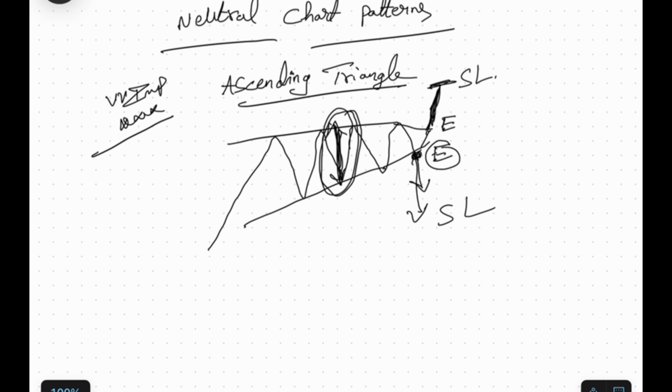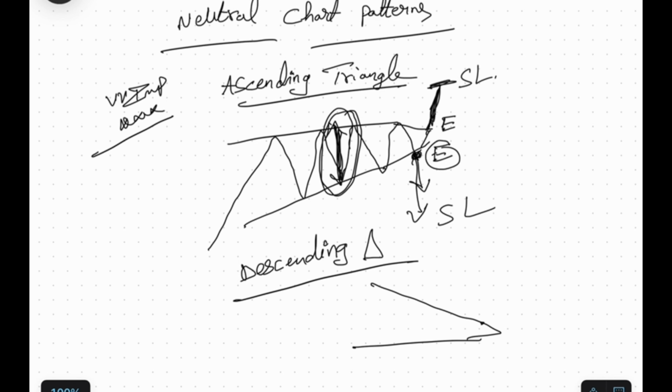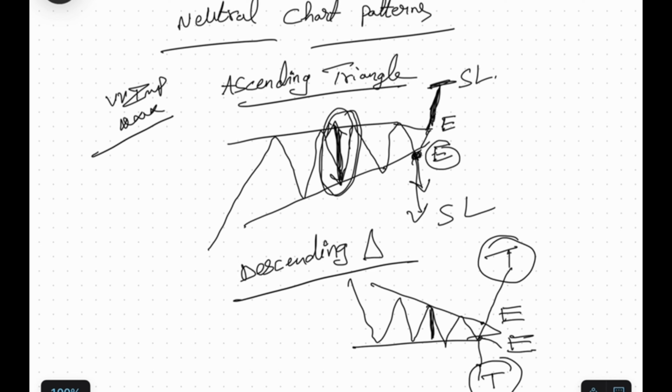Similarly, the descending triangle pattern is also the same. Same like this. Here an entry point, here also an entry point. This range will be the target. Okay, this is called the descending triangle pattern. I hope you understand the ascending and descending triangle.